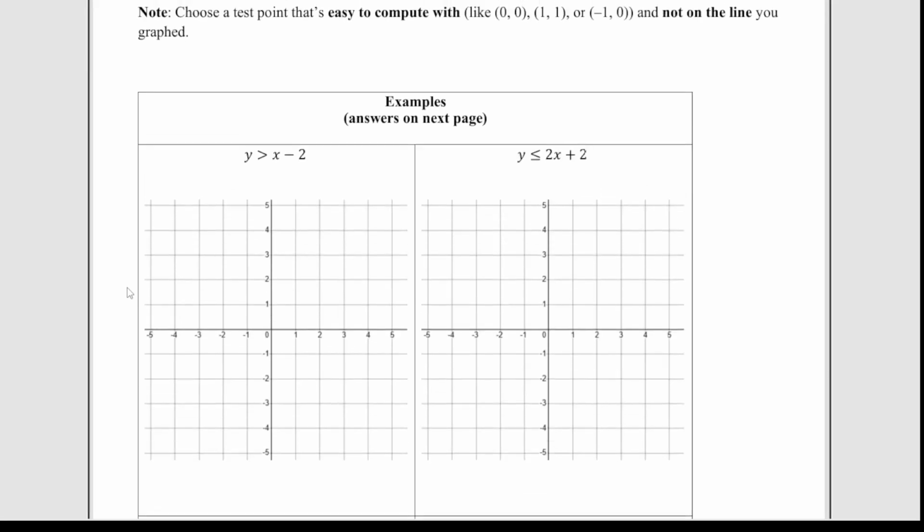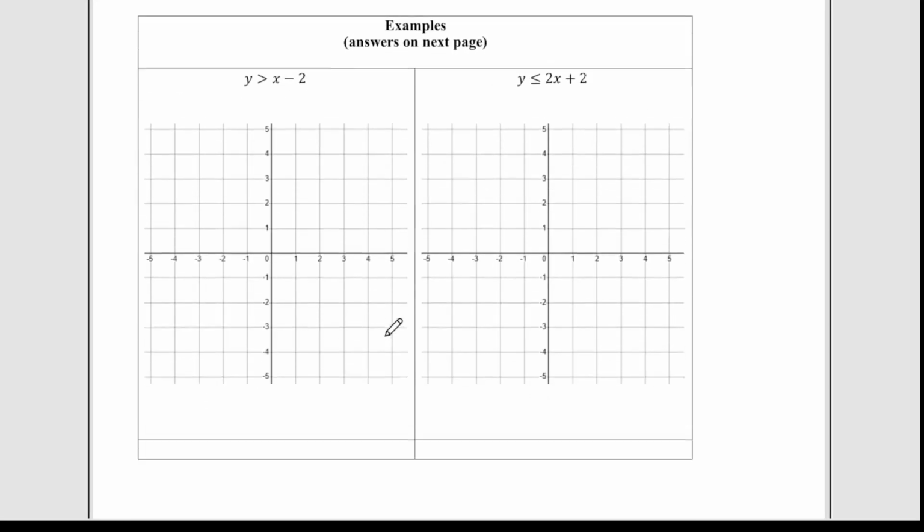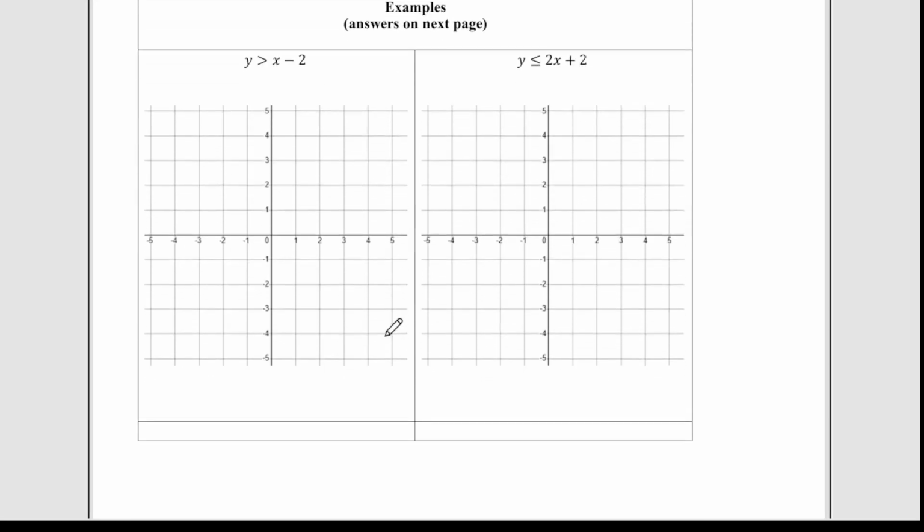And again, and most importantly, don't want to include something that's on the line for your testing point, regardless if it's an or equal to sign or not. If it's an or equal to sign, it's always going to work. And if it's not equal to sign, it's not going to work if it's on the line. So that doesn't really tell you anything interesting about where you want to shade. Before I go ahead and go through these examples, go ahead and try these next two on your own, and then we can compare answers.